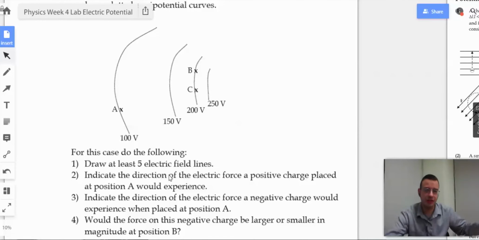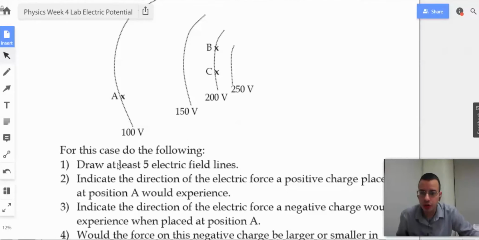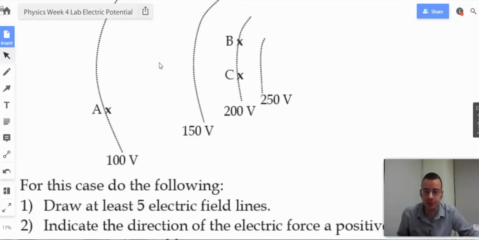Draw at least 5 electric field lines. Indicate the direction of electric force for a positive charge. Indicate the electric potential for a negative charge. Would the force on this be different at position B? Okay, so we're going to start by drawing at least 5 electric field lines.